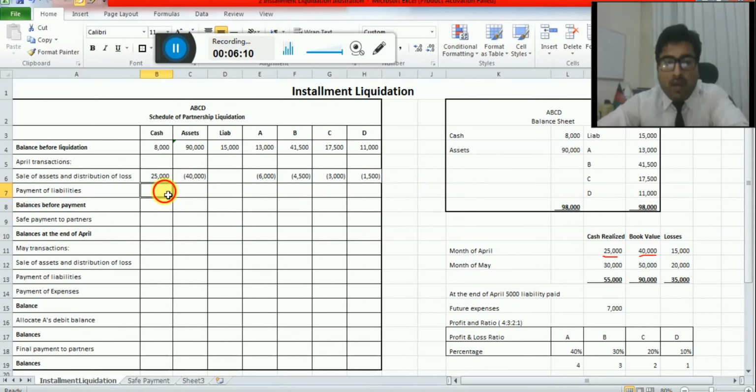Okay, now how much is the payment of liabilities? At the end of April, 5,000 liabilities paid. It means the first month, how much? 5,000. So 5,000 cash is reduced here, and also liability 5,000 should be deducted from.